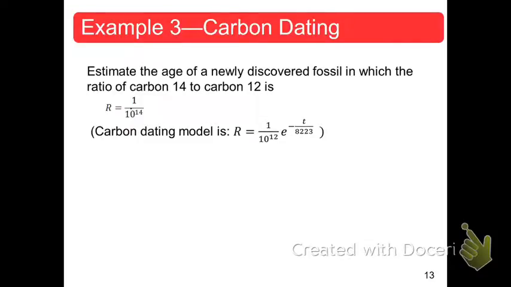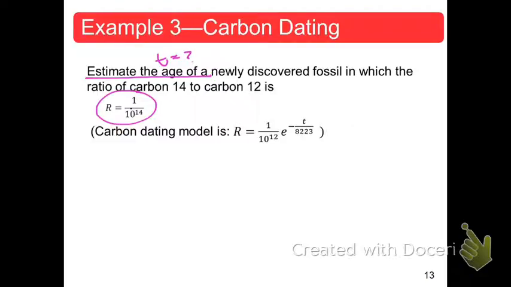Okay, example 3, carbon dating. It says, estimate the age of a newly discovered fossil in which the ratio of carbon-14 to carbon-12 is R equals 1 over 10 to the 14th, and that the carbon dating model is R equals 1 over 10 to the 12th times e raised to the negative t divided by 8,223. So we see here that we've got this equation, and I know what R is because they told me here, and I'm after the age, so I must be looking for t. So let's just plug in and solve for t.